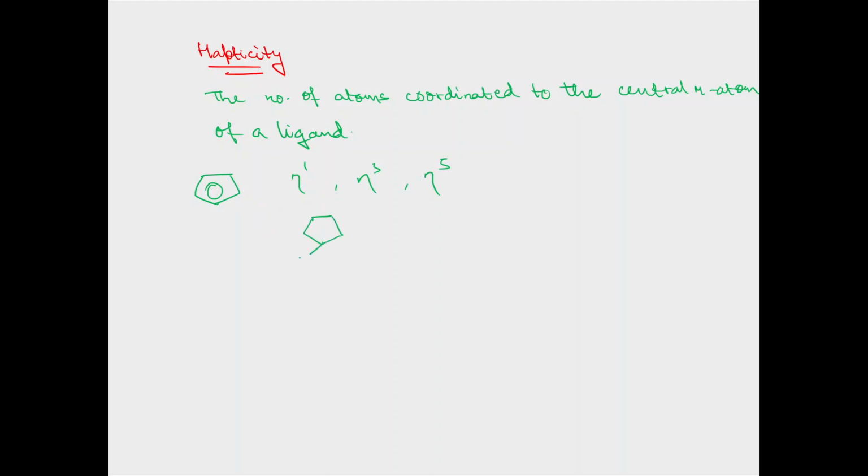it will coordinate like this. Okay, that is only with one carbon center. So if that is the case, then it is showing eta 1 hapticity. If it is eta 3, that means it is coordinating to these three carbon centers, these three carbon atoms. And if it is given like this, that means it is coordinating to all the 5 carbons of this cyclopentadienyl ligand. Okay.